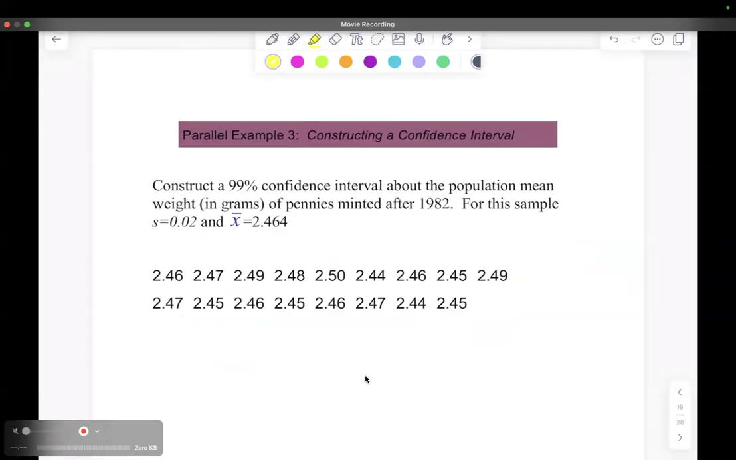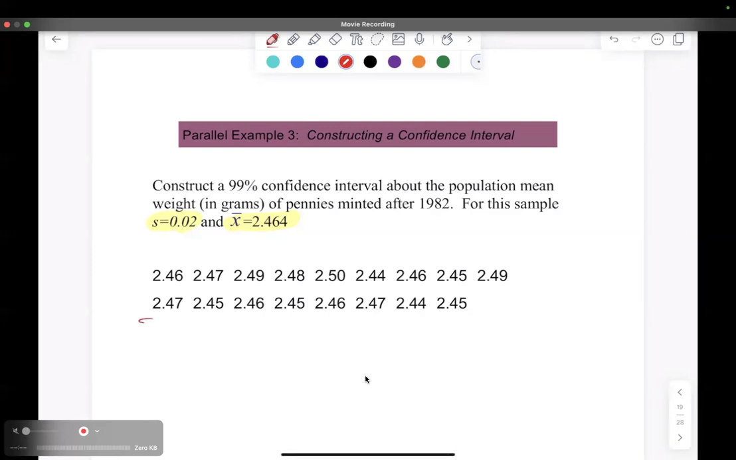All right, let's do some math. We're going to construct a 99% confidence interval about the population mean with this sample. Our standard deviation is 0.02 and the mean is 2.464. All right, let's do this math. I already have my mean and my standard deviation. I need to find the new standard deviation.